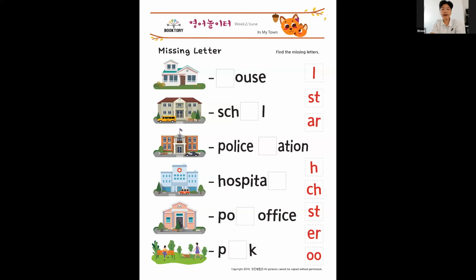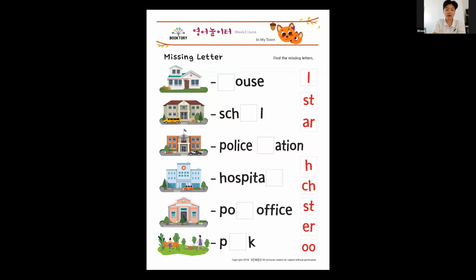So what is the first one? It's where you live. It's called a house. House starts with the letter H. So let's spell it together. H-O-U-S-E. Very nice. The next one we have is school. This is where you go almost every day. So can you spell school? S-C-H-O-O-L. Very nice. The next one we have is the police station.